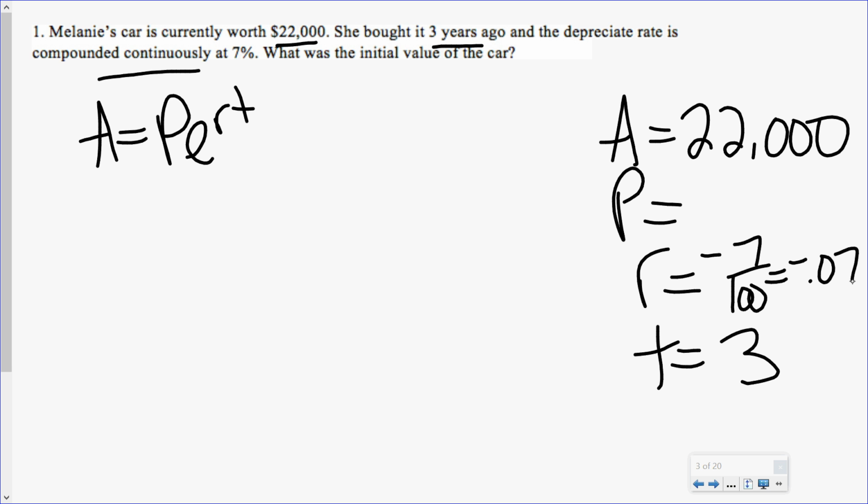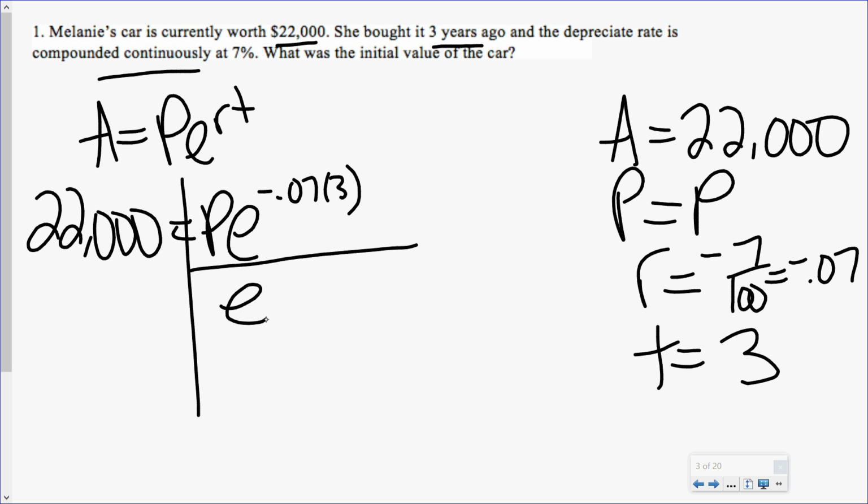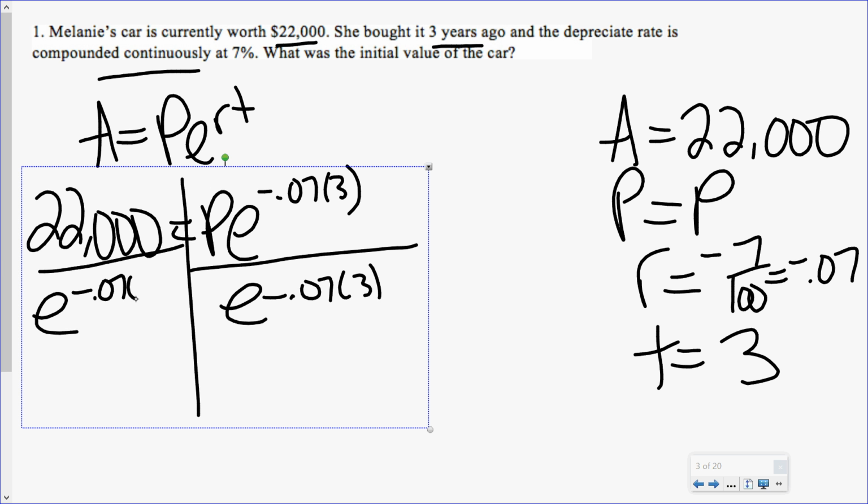For my regular formula, if it's decreasing, it's going to be minus. But for PERT, if the rate is decreasing, it's going to be negative. P is what we're trying to find. So 22,000 equals P, e to the negative 0.07 times 3. Now, I want to solve for P. So it's not too challenging. If I want to get P by itself, I'm just going to divide away e to the negative 0.07 times 3.